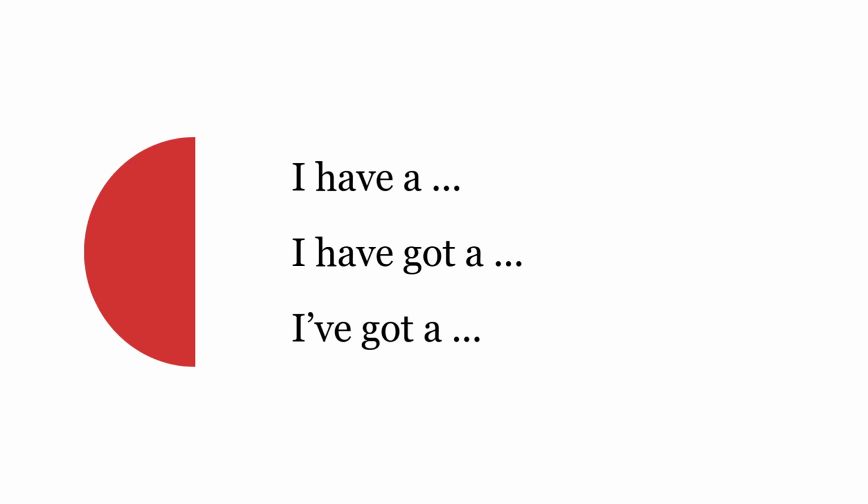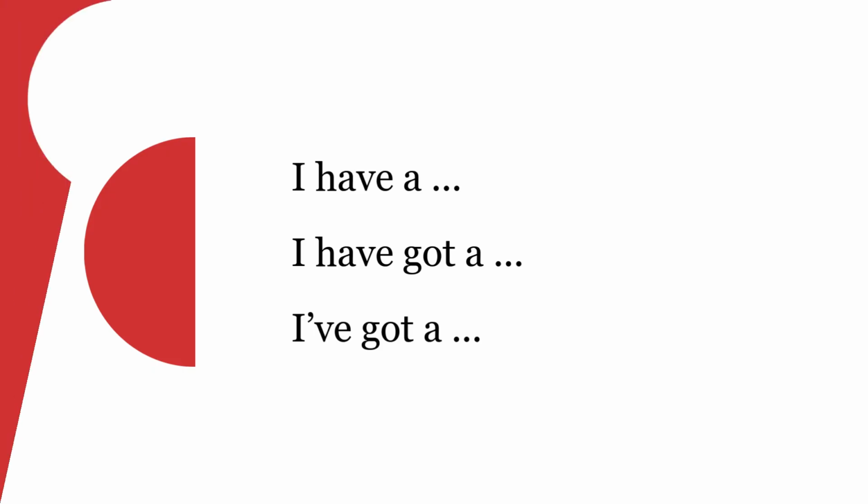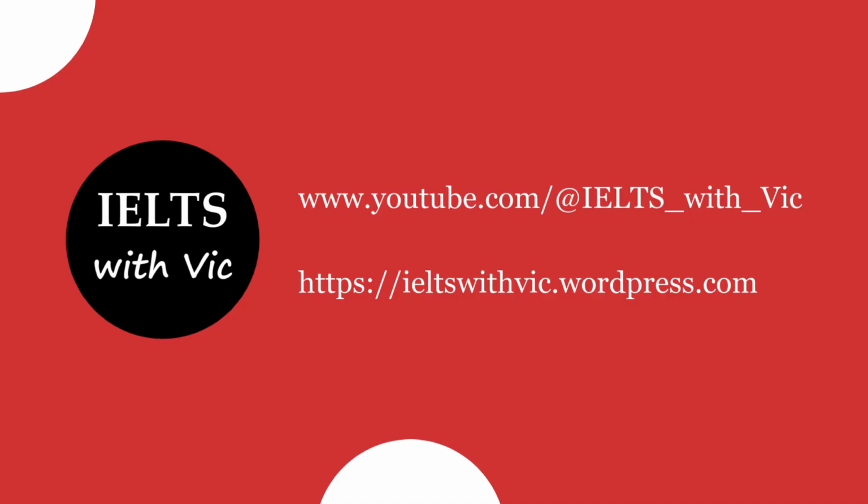One way you could expand your answer is to say how long you have had your driving licence for. This feels like quite a natural way to expand an answer. For example, I have a provisional driving licence. I got it about 6 months ago. I've got a full driving licence, which I've had for about 10 years.